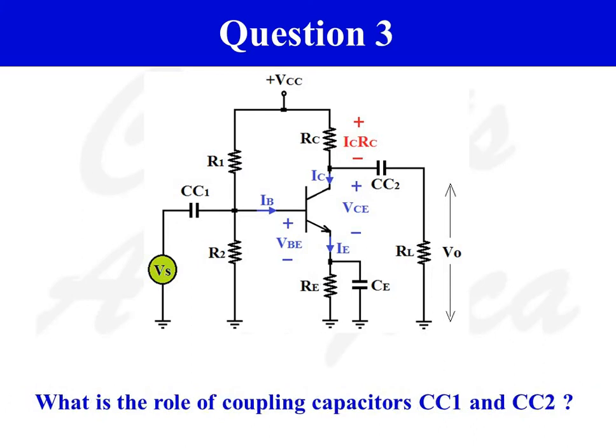What is the role of coupling capacitors CC1 and CC2? Coupling capacitor CC1 is used to couple input signal to the input of the RC coupled amplifier. Coupling capacitor CC2 is used to couple load resistance RL to the output of the RC coupled amplifier.